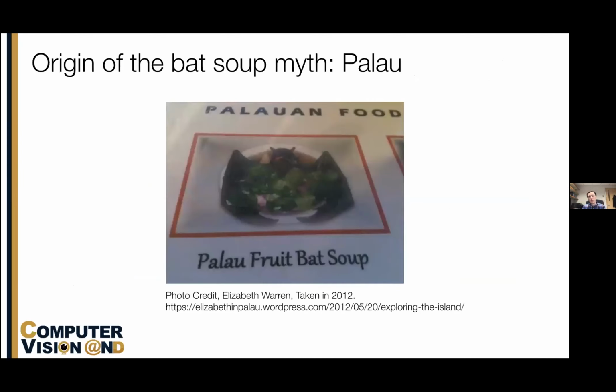Palau is an interesting place as well. It turns out, while it's very popular with Chinese tourists due to its proximity to Asia, it maintains a much closer relationship to the United States. They use the US dollar in Palau. The United States provides its social services and also provides for its defense. So it turns out that the bat soup was with us all along, not the Chinese.